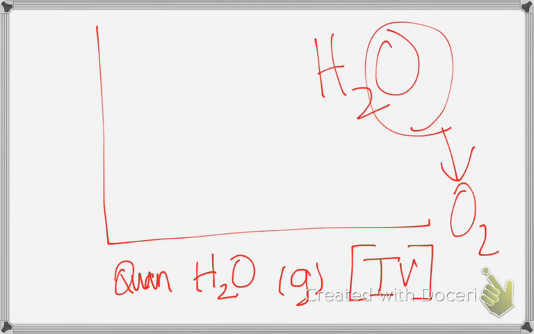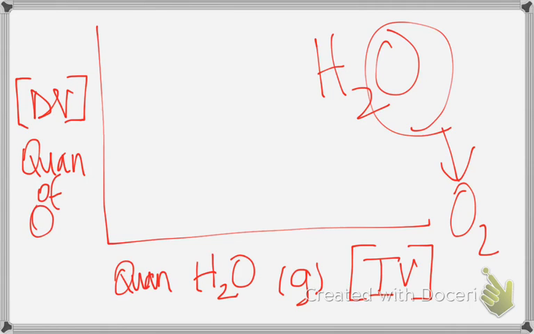We're reviewing from yesterday. And our dependent variable goes on that axis. And so that leaves us with the quantity of oxygen, also in grams. And if you wrote out the word oxygen completely, that's fine too.